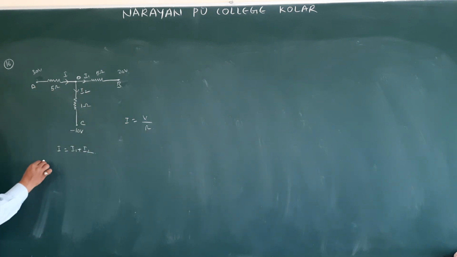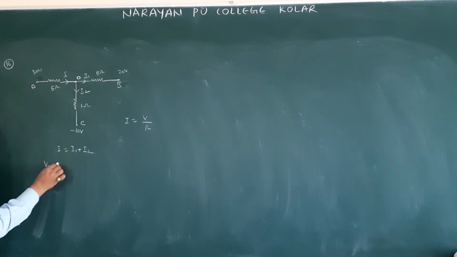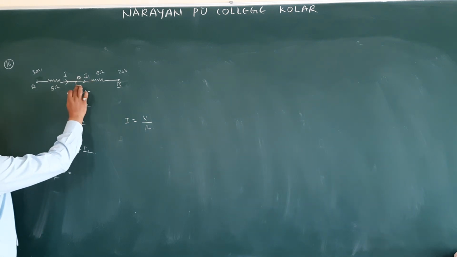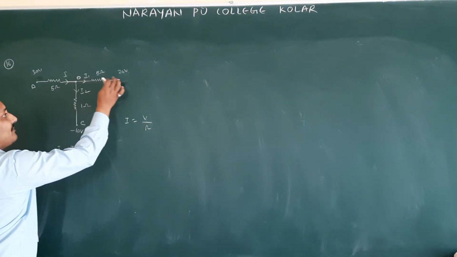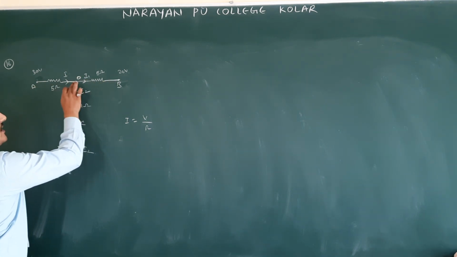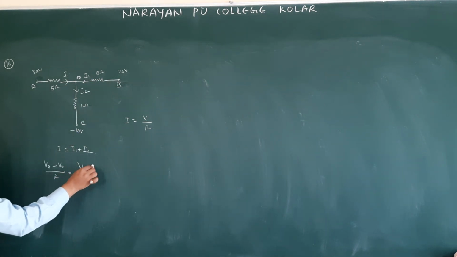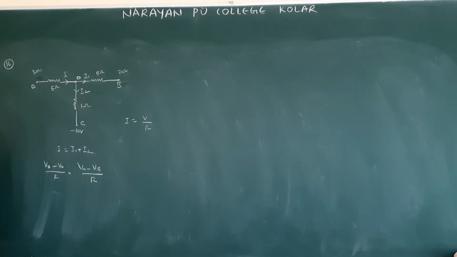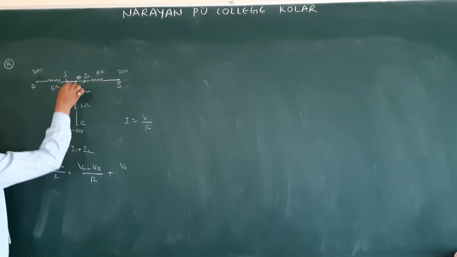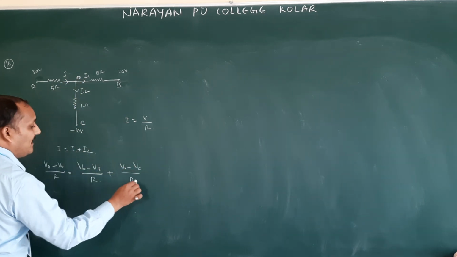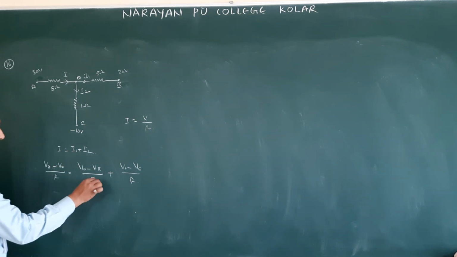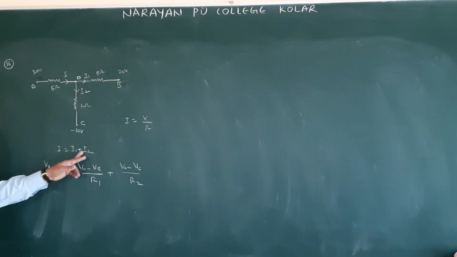So VA minus V0 by R is equal to I1 plus I2. For I1, the current direction is O to B, therefore we take V0 minus VB by R, because we have to take it in the direction of current. Plus, for I2, V0 minus VC by R. You should not cancel all these R's because we have taken some values; otherwise you can call them R1 and R2.